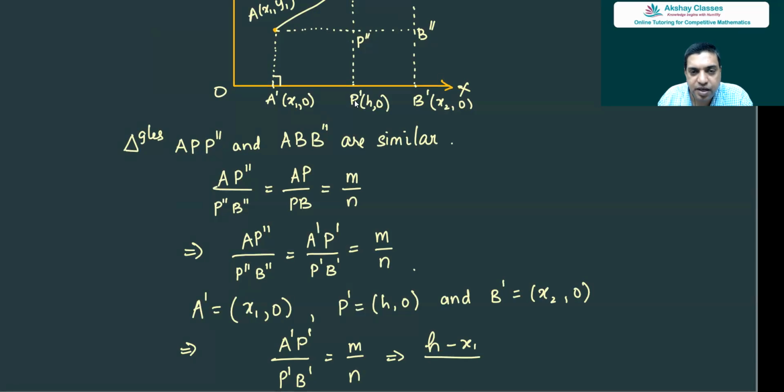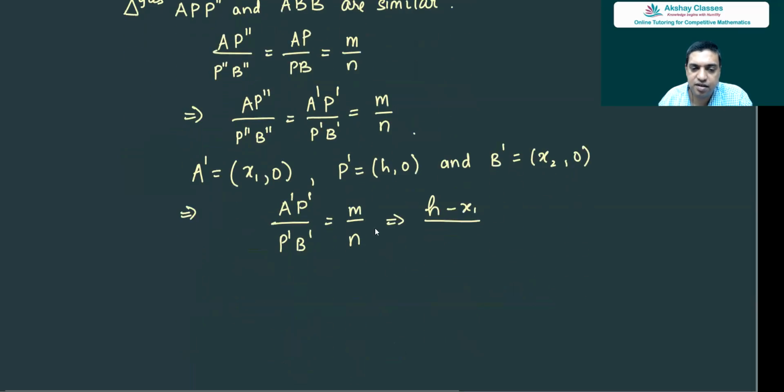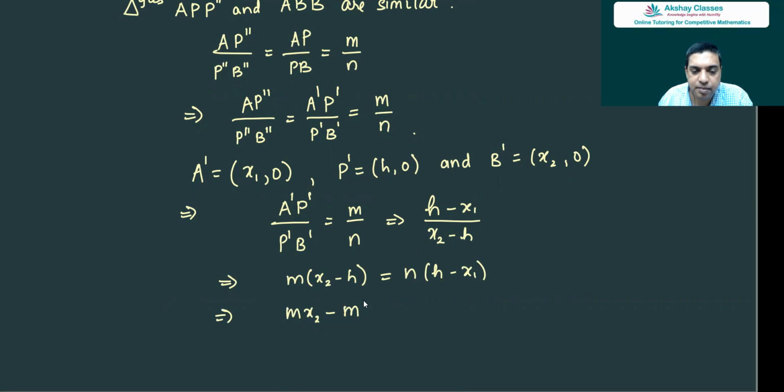The x coordinate of P dash is h, which means from the origin to P dash the length is h. So if I want this length, it has to be x2 minus h. I hope it's clear. Yes, sir. So we get m times (x2 minus h) is equal to n times (h minus x1). So from here we get mx2 minus mh is equal to nh minus nx1.